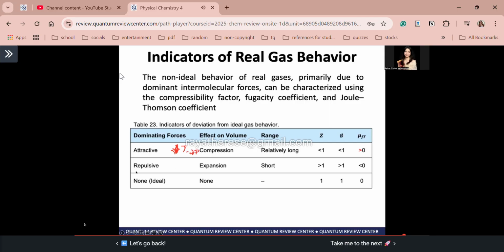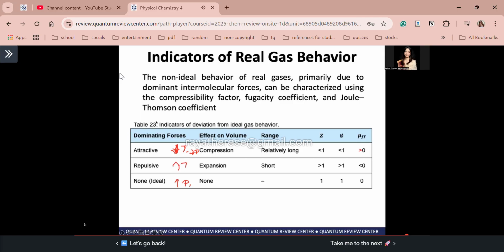And then next we have repulsive dominating forces, where the effect on volume is expansion. This range is short because, for example, the molecules are very close together. While colliding, the molecules push each other away because they're too close to each other. That's why the gas will resist compression, and therefore the gas will expand its volume. So it is dominant at high pressures and high temperatures.